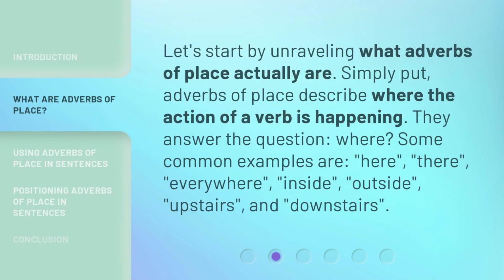Let's start by unraveling what adverbs of place actually are. Simply put, adverbs of place describe where the action of a verb is happening. They answer the question, where? Some common examples are here, there, everywhere, inside, outside, upstairs, and downstairs.